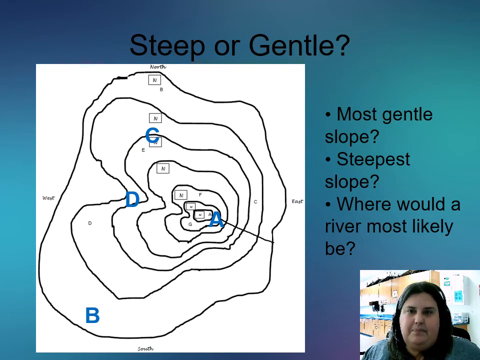But if I look at B, I see that these lines are going to be more spread out, and so this is going to be an easier path going up the side of this hill or mountain. And then where would the river be? So to find the river, remember we are going to look for that V shape or that U shape that kind of goes upwards. And so our river is going to be right here at D.